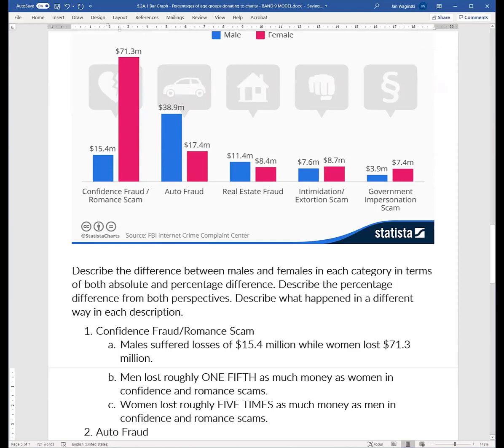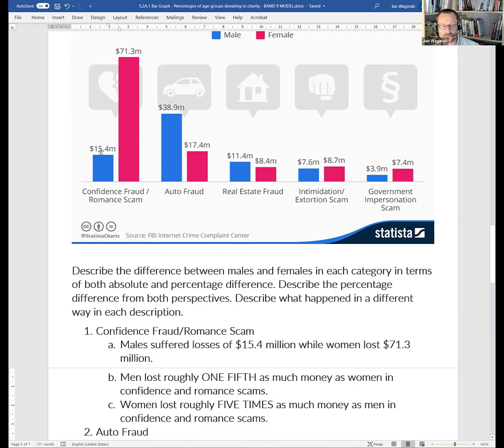I didn't get it. Well, you're comparing, so if you just subtract these numbers, do basic arithmetic, you're going to get this difference. But that difference doesn't necessarily mean anything. You want to give the ratio. It's ratios and percentages that most people use for making comparisons. So if men lost 15 million and women lost about 70 million, that's a little bit less than 5 times as much. Does that make sense so far?